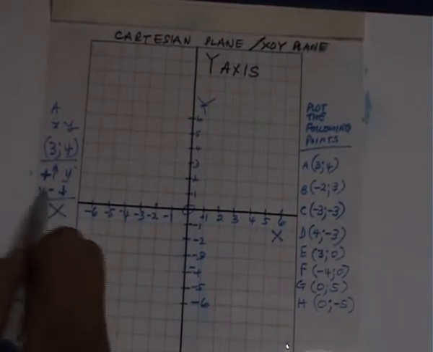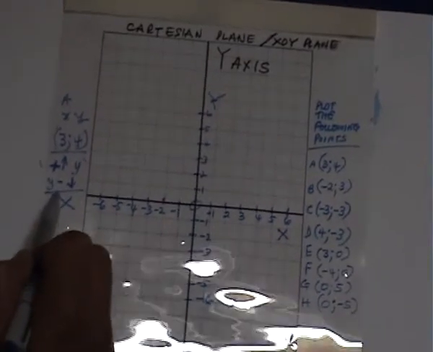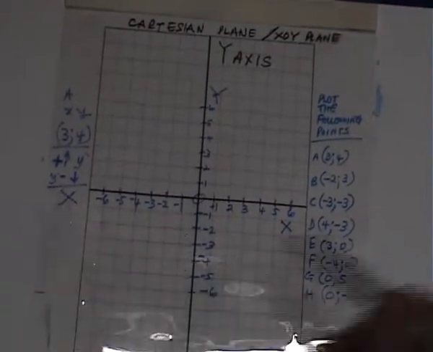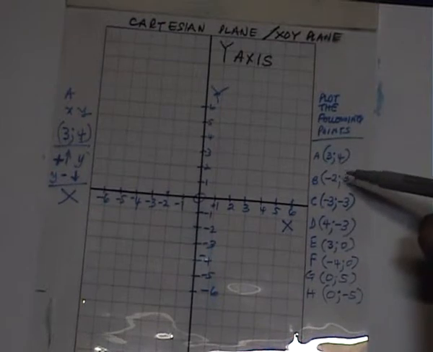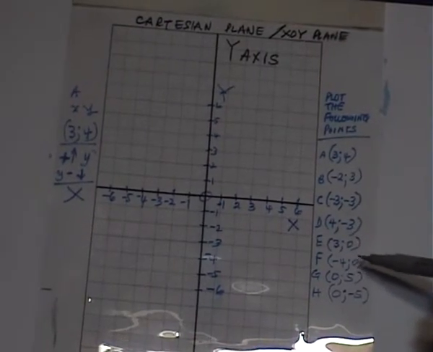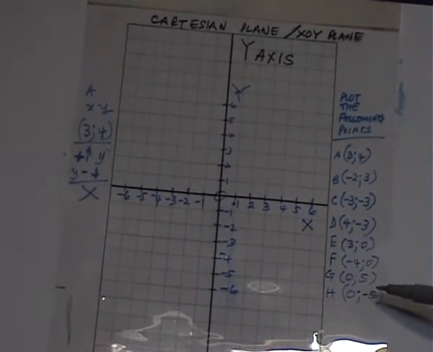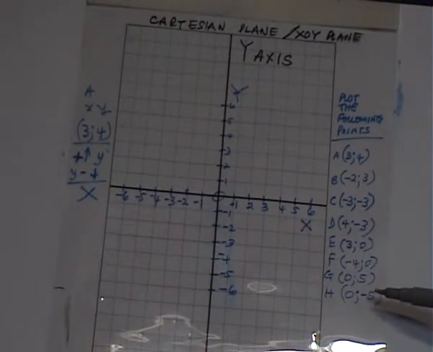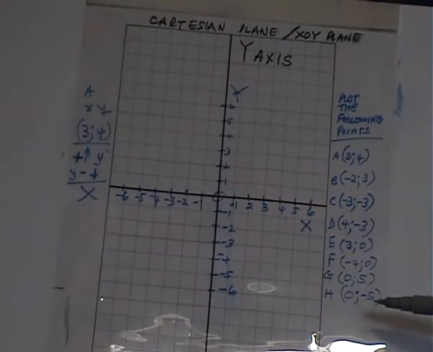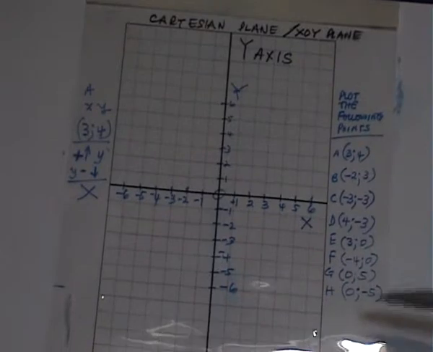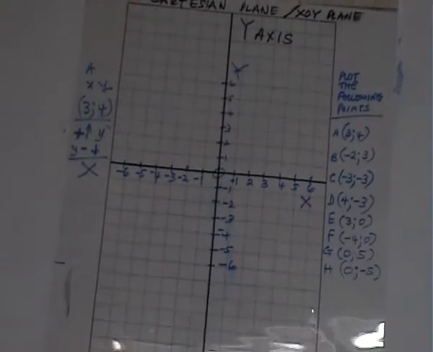Right, let's just zoom into that and be clear about it. So, there's all your y's. If the y is positive, you go up. If the y is negative, you go down. Right. So, let's get back to A.